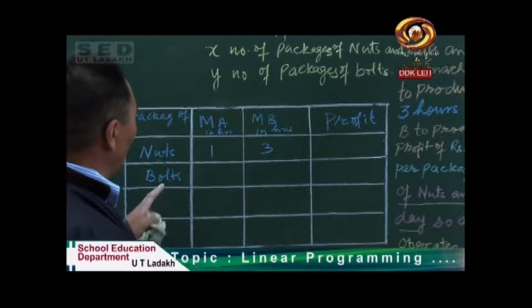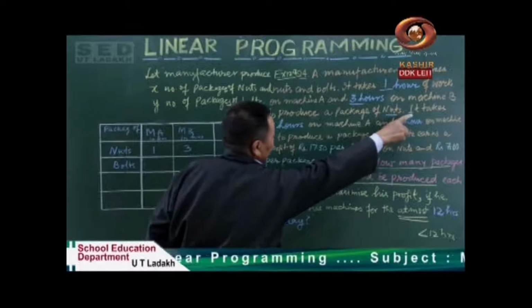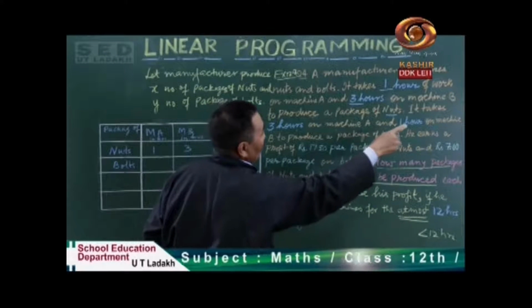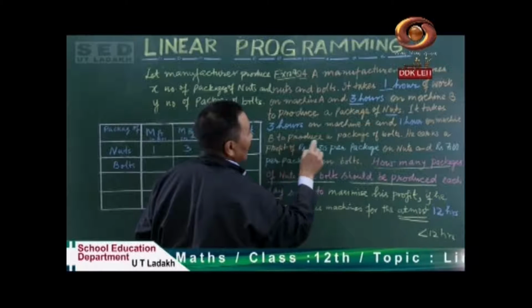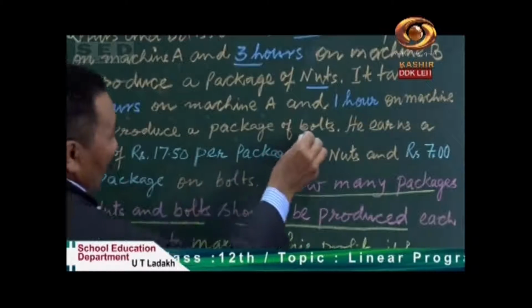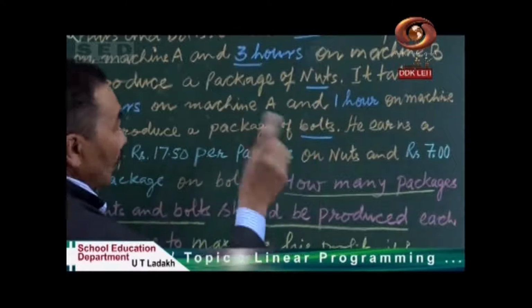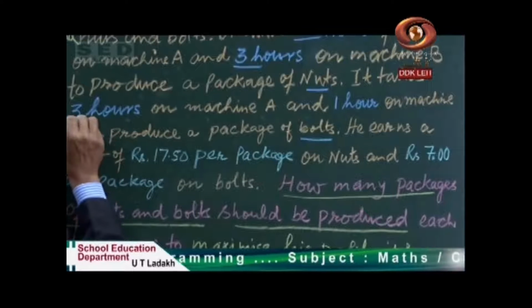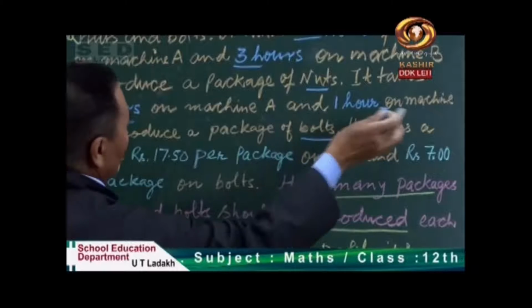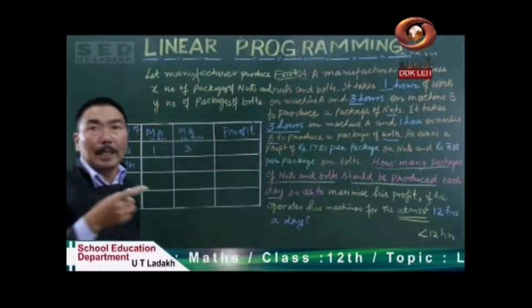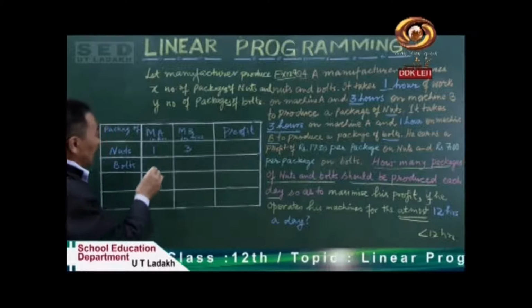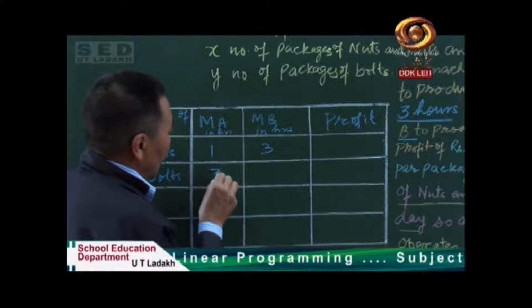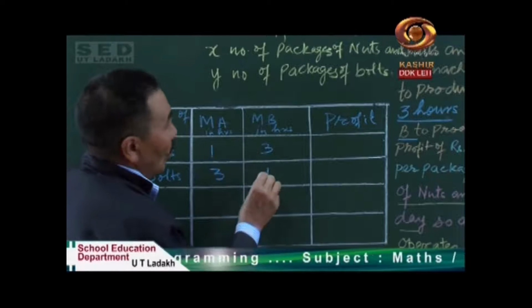And for the bolt, it takes 3 hours on machine A and 1 hour on machine B to produce a package of bolts. So for making bolts, I have to use both machine A and machine B: 3 hours on machine A and 1 hour on machine B to produce a package of bolts. That means I write 3 over here, and 1 hour here.